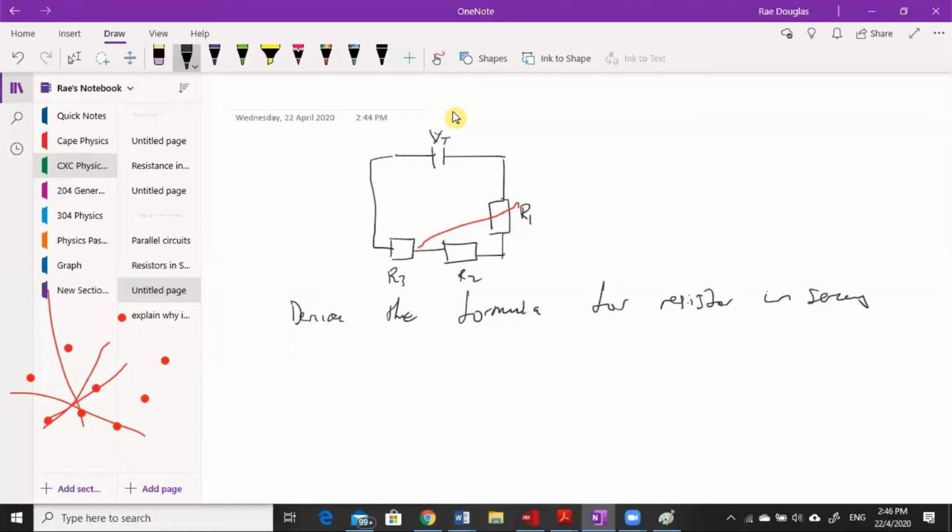Sir, is the voltage given? So they're not going to give you a voltage. All they do is give you some variables: VT, which is right here, R1, R2, R3. And they say now derive the formula for that.